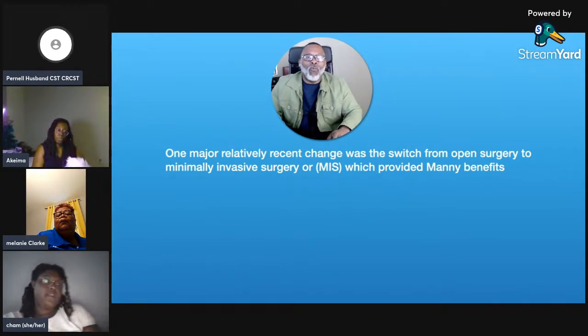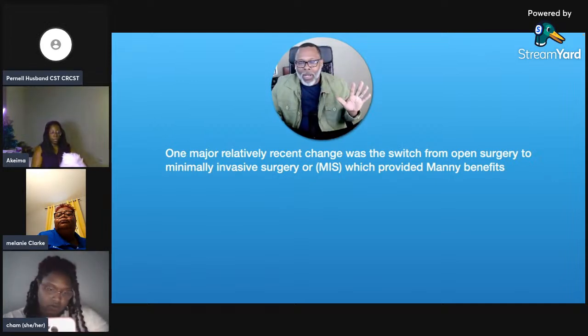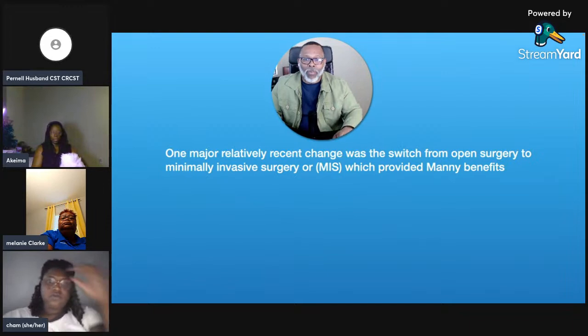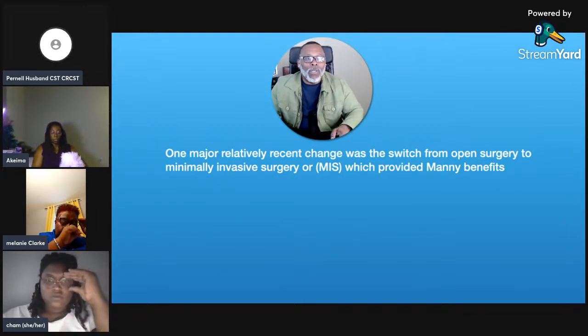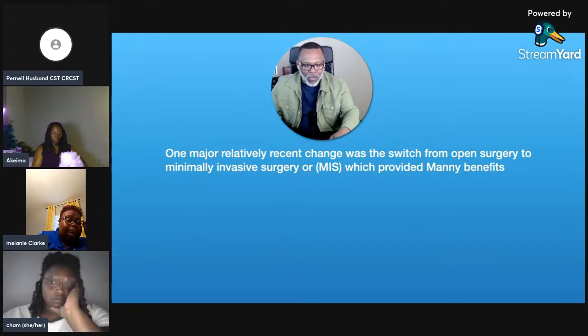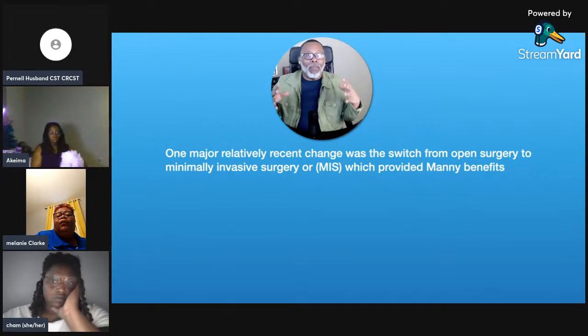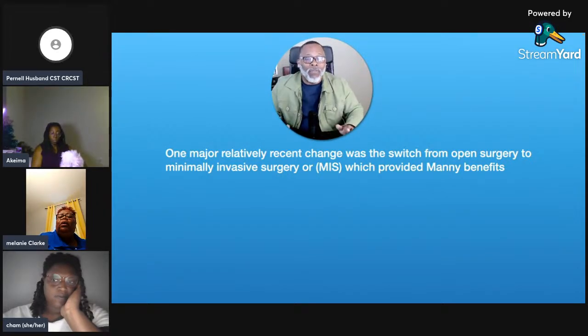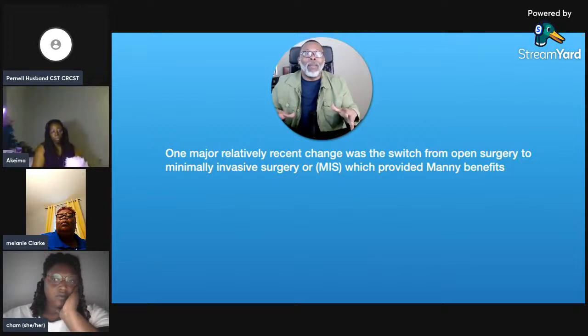One major, relatively recent change in the operating room theater, the world of sterile processing, was the switch from open surgery to what is called MIS, or minimally invasive surgery. Instruments got much smaller, the wounds got much smaller, which means less trauma to the patient. They can go home much sooner. Win-win for everybody, except the people who are taking care of these critically important instruments. They became smaller and more difficult to take care of.